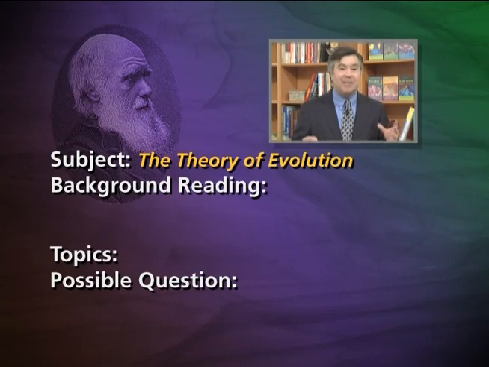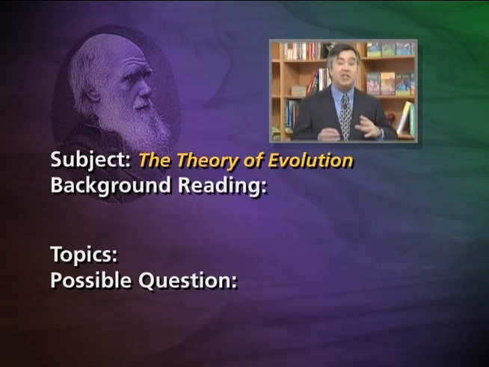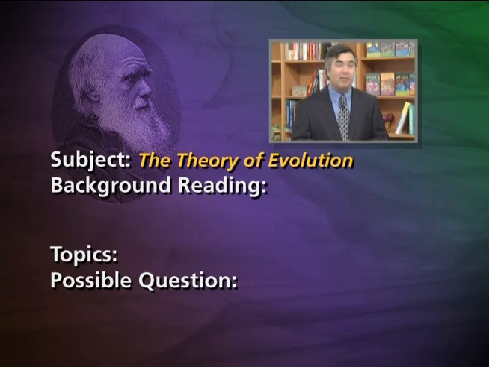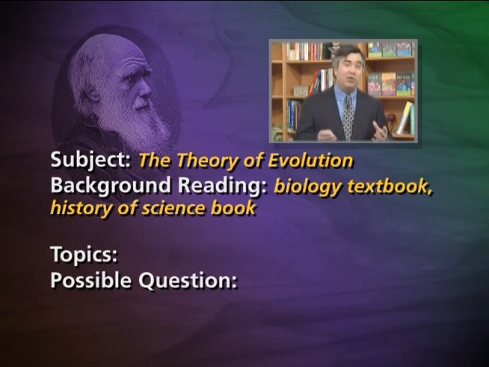and there are many possible topics within that. You would need to do some background reading to narrow that general subject of evolution. Your background reading might begin with a biology textbook or the history of science book that you used in your class. You'd go through it, focus on the sections related to the origins of the idea of evolution, and look for a particular topic that was of interest.